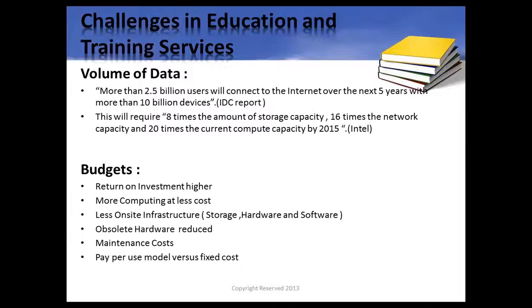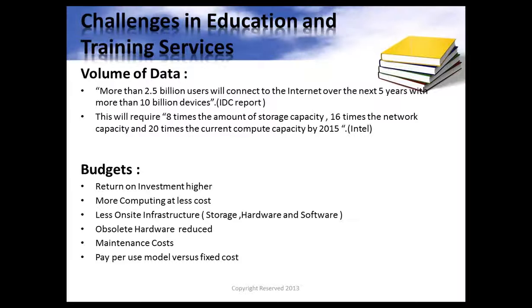Third would be using less of an on-site infrastructure, which basically means using probably lesser amount of hardware and infrastructure which is on-premise, which you can actually have it on the cloud and do a great combination between what is on-premise and what is on the cloud.